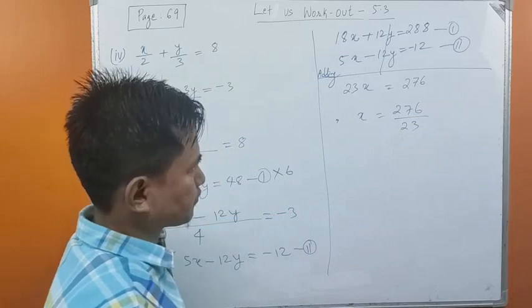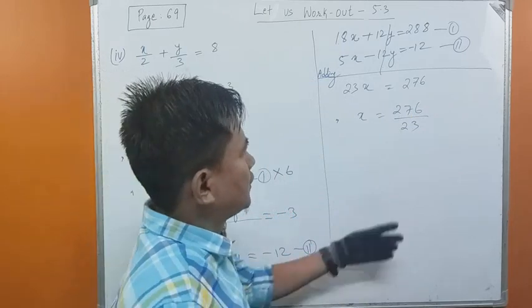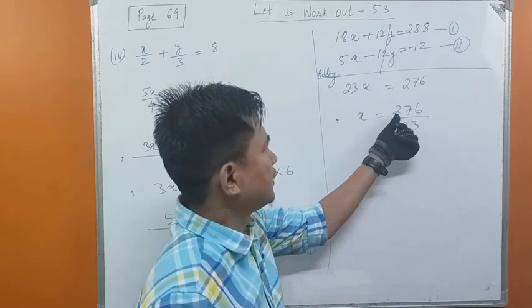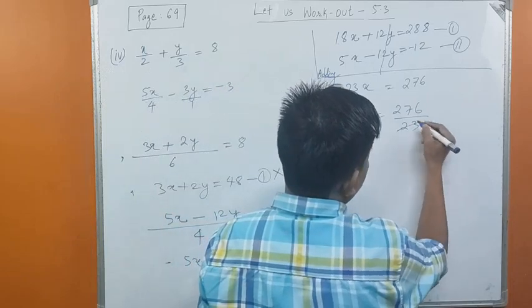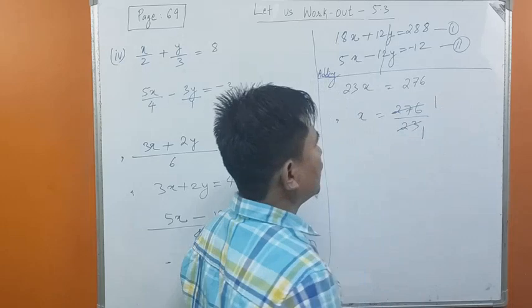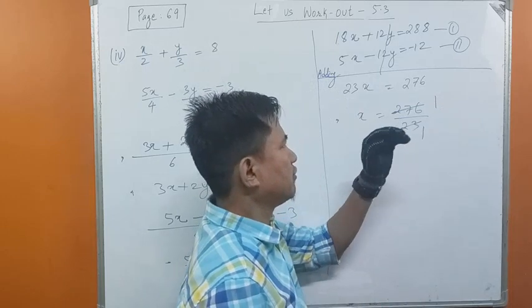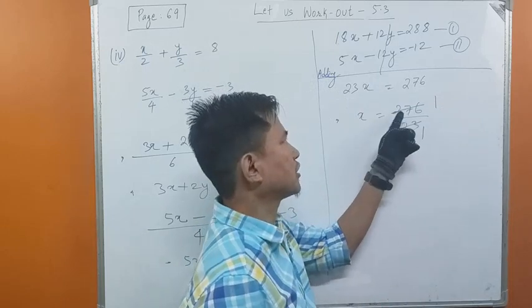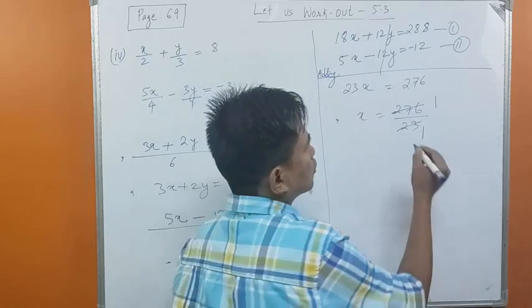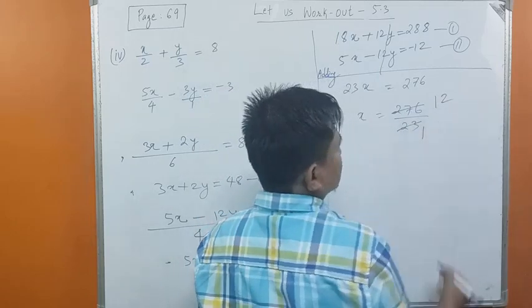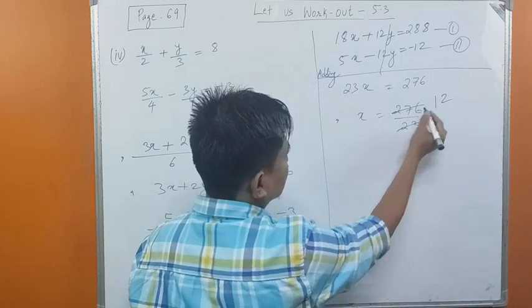So, 23 into 27, 276. 23 1s are 23. Plus 4, isn't it? 23 1s are 23, 23 plus 4 gives us 27. That 4 and 6 becomes 46. So 23 2s are 46. So we got x equals 12.